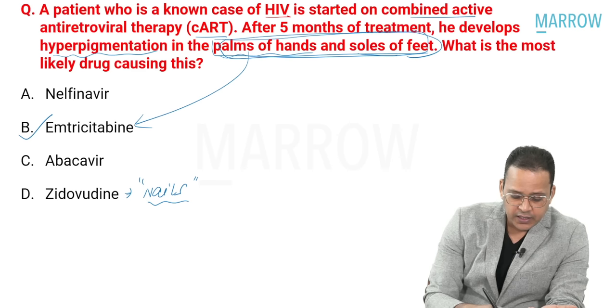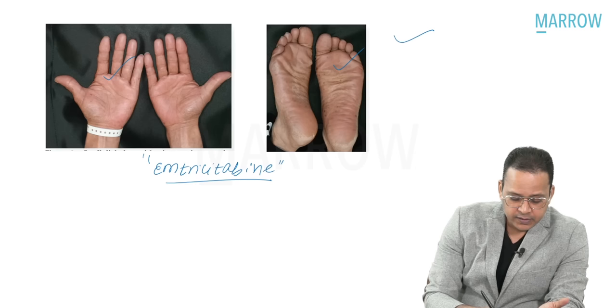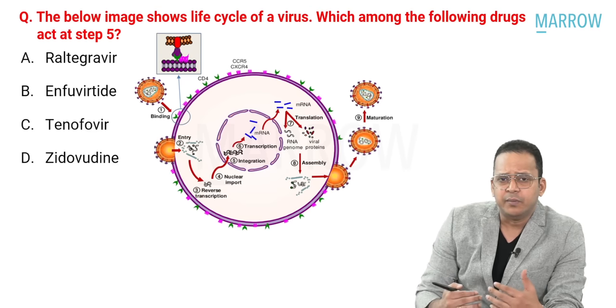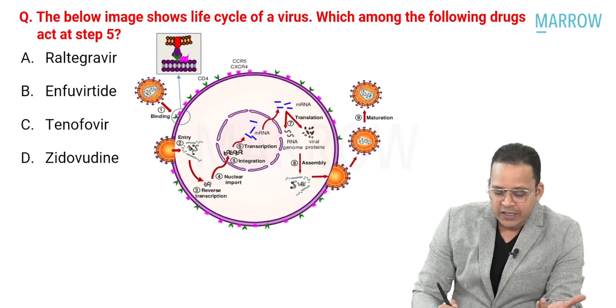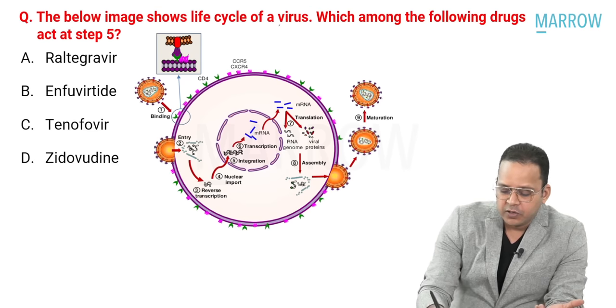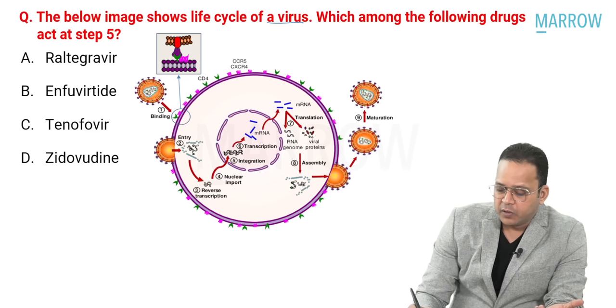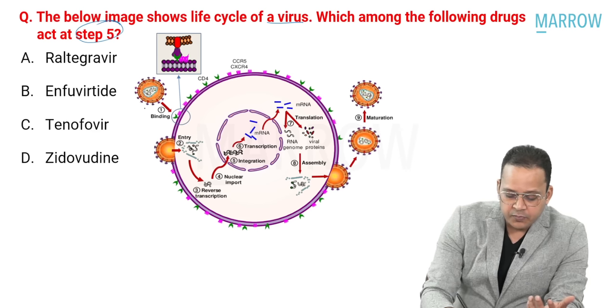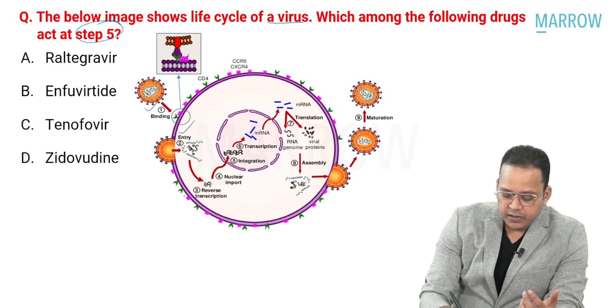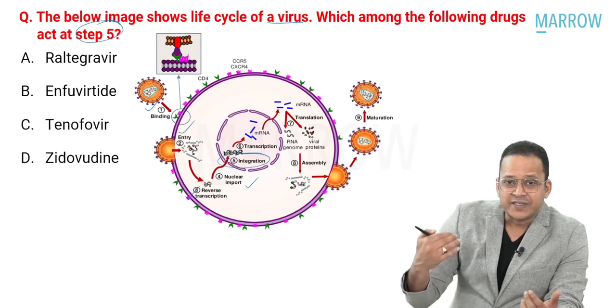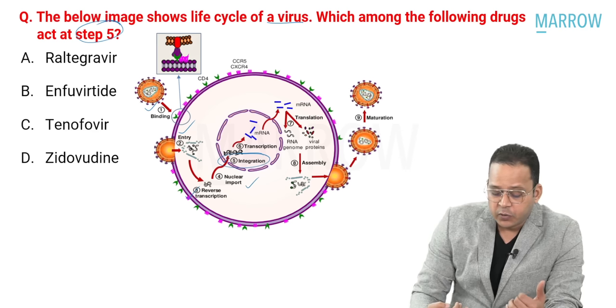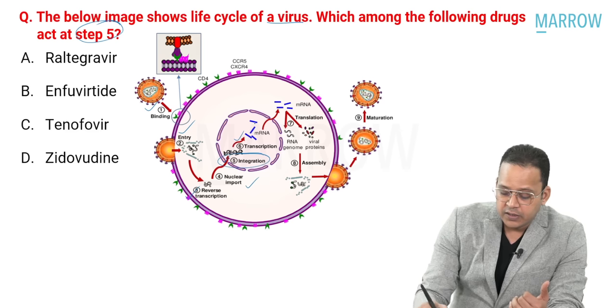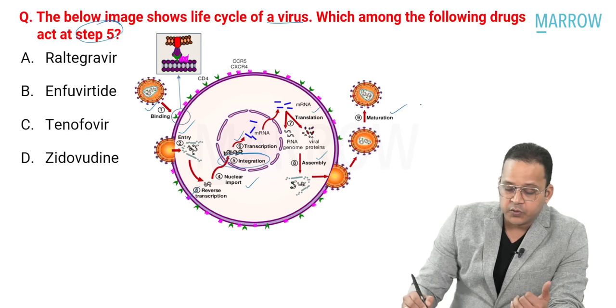So guys, here our answer is emtricitabine. Now moving on to the next question, an image based question, and it's not a difficult one. The below image shows the life cycle of a virus. Which among the following drugs acts upon step 5? So you can look at different steps. Step one is the attachment. Step two is entry, right? Then reverse transcription, then nuclear import, then integration, stage five. So stage five here is about integration. Then there is transcription, translation, assembly, and maturation.